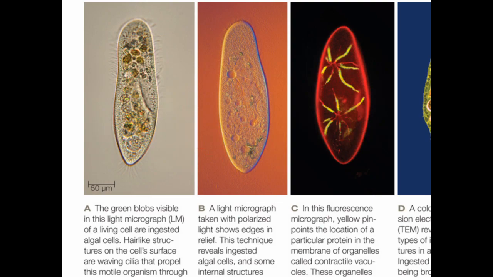So this is a light microscope. We are looking at it see-through. This one is just the surface using polarized light. So you have bumps inside the surface of your cell.